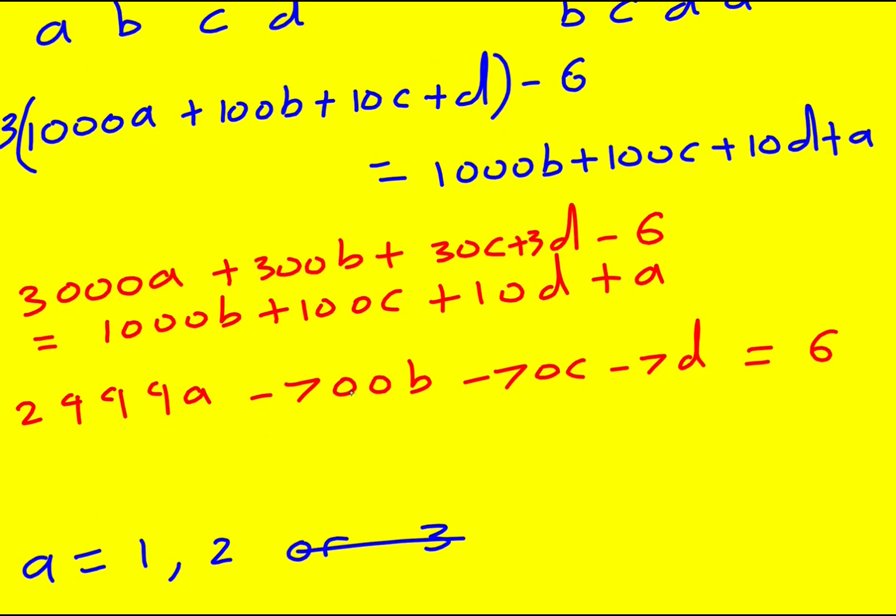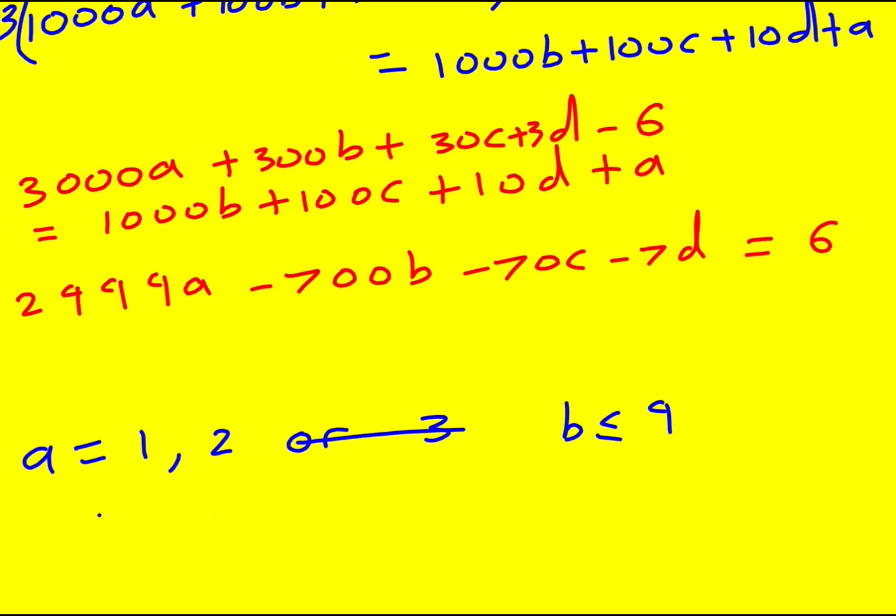A way to look at it here is that B has to be less than or equal to 9. And therefore, this is probably a bit better. 2999A. If I added 700B onto both sides, so this will have to be less than or equal to 6,300, so 6,306. I've ignored the C and the D terms because I'll be subtracting them. But we can clearly see from this that A has to be 1 or 2.